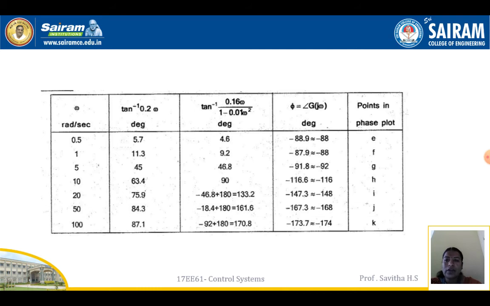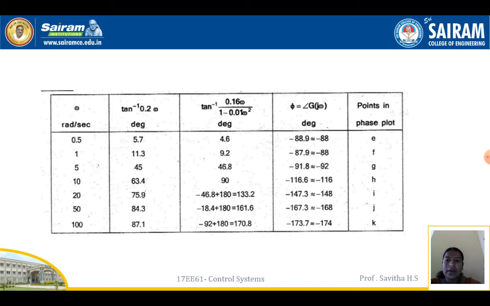So we take the values in radians per second, ω from 0.5 to 100. In between these range values we take points and calculate the corresponding values. For the phase angle in degrees, when ω is equal to 0.5, it is minus 88 degrees. When it is 1, minus 88 degrees.